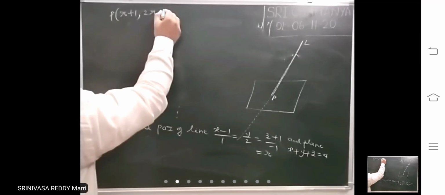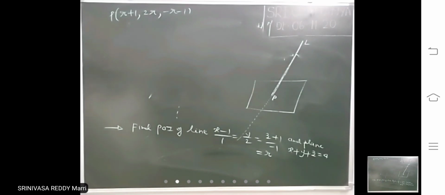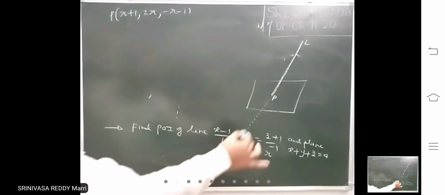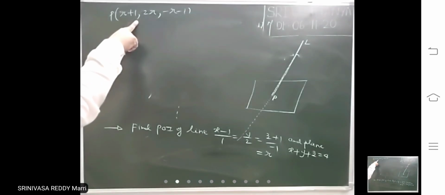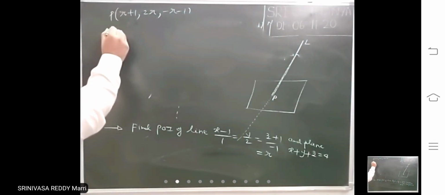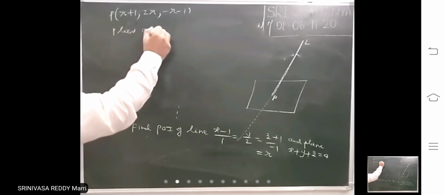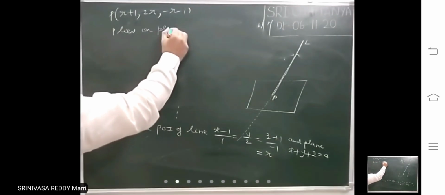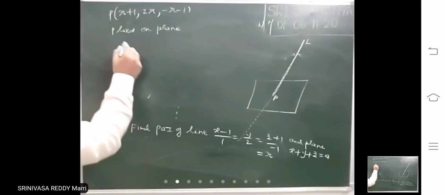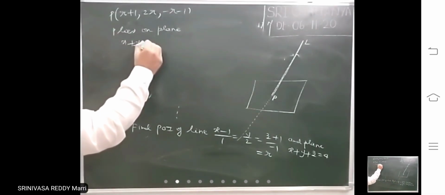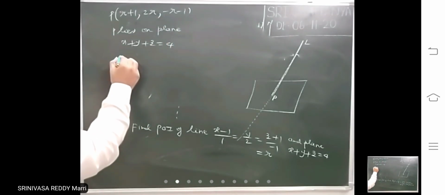The point is R plus 1, 2R, minus R minus 1. I have taken the point on the line. This point you have to calculate. As it is the intersection point, P also lies on the plane. That means in the equation x plus y plus z equals 4, substitute this P and then calculate R.